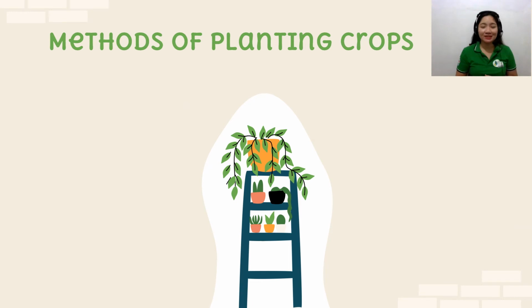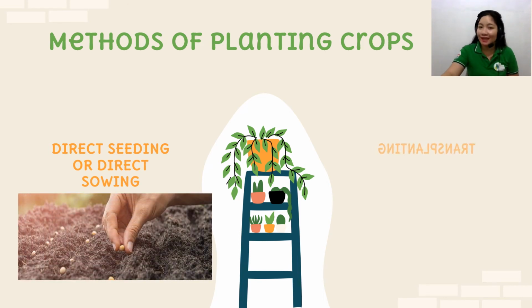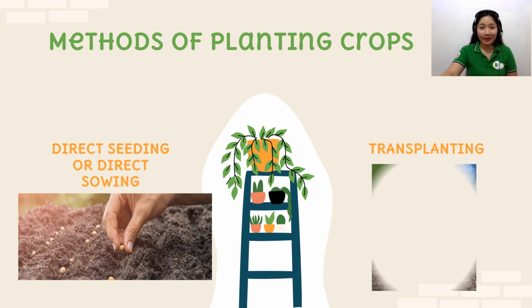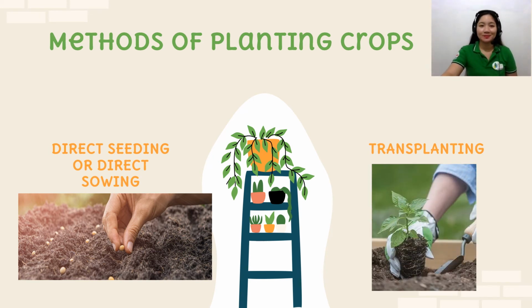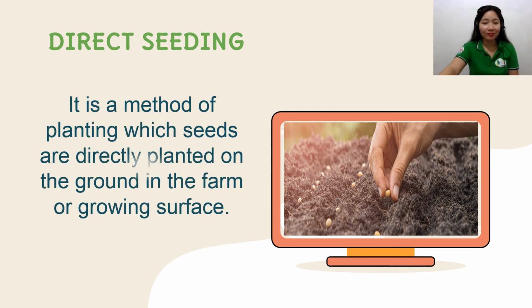Now class, let's proceed to the two methods of planting crops. We have the direct seeding or direct sowing. The second one is of course transplanting. Direct seeding or direct sowing, class, is a method of planting in which seeds are directly planted on the ground in the farm or growing surface. So it is either by broadcast, hill, drill, or dibble methods. It generally applies to large-seeded vegetables as well as cereals and grain legumes.